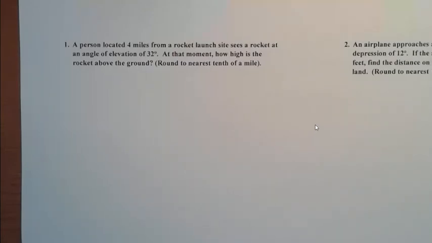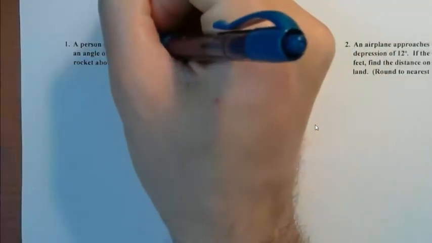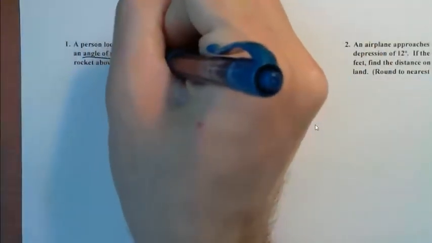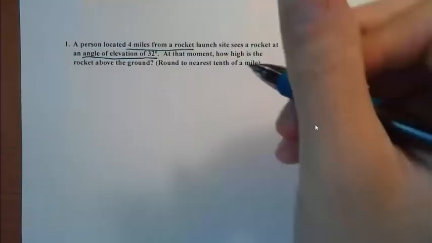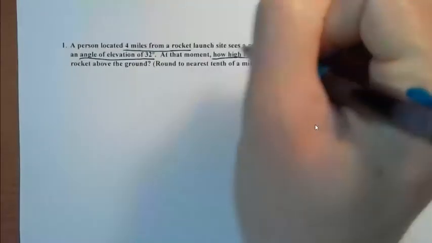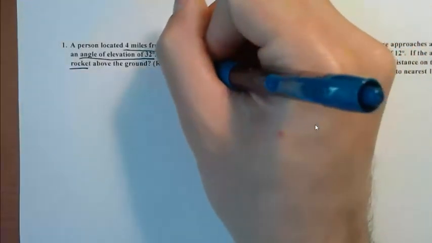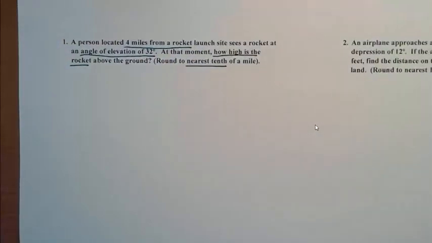Our first problem states that a person located 4 miles from a rocket launch site sees a rocket at an angle of elevation of 32 degrees. At that moment, how high is the rocket above the ground? So we want to first underline the important things. We know we're 4 miles from a rocket, and we have an angle of elevation of 32 degrees, and we're looking for the height of the rocket above the ground. And then the nearest tenth is going to be important for our final answer.